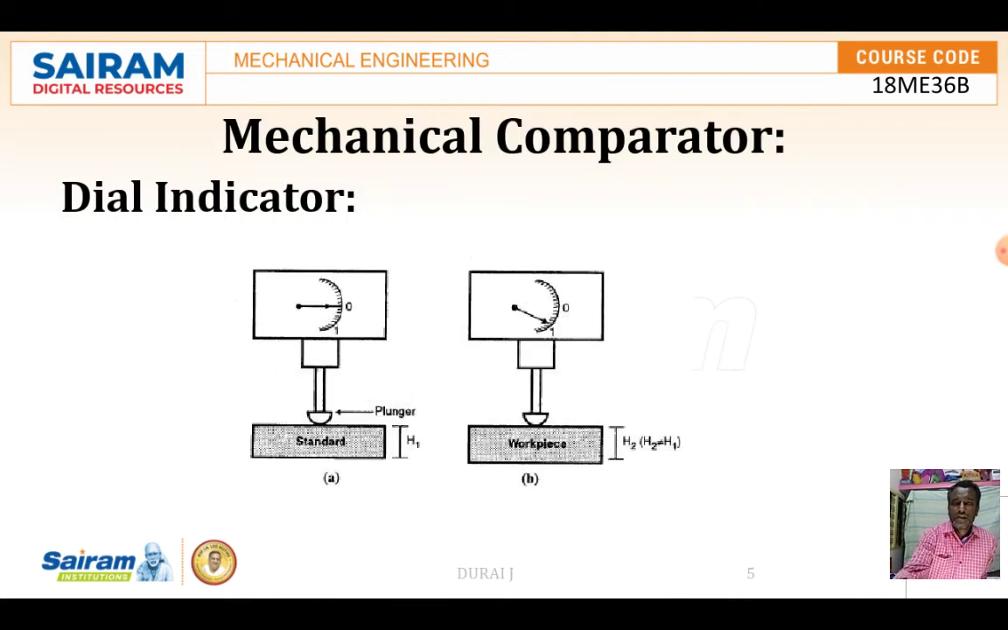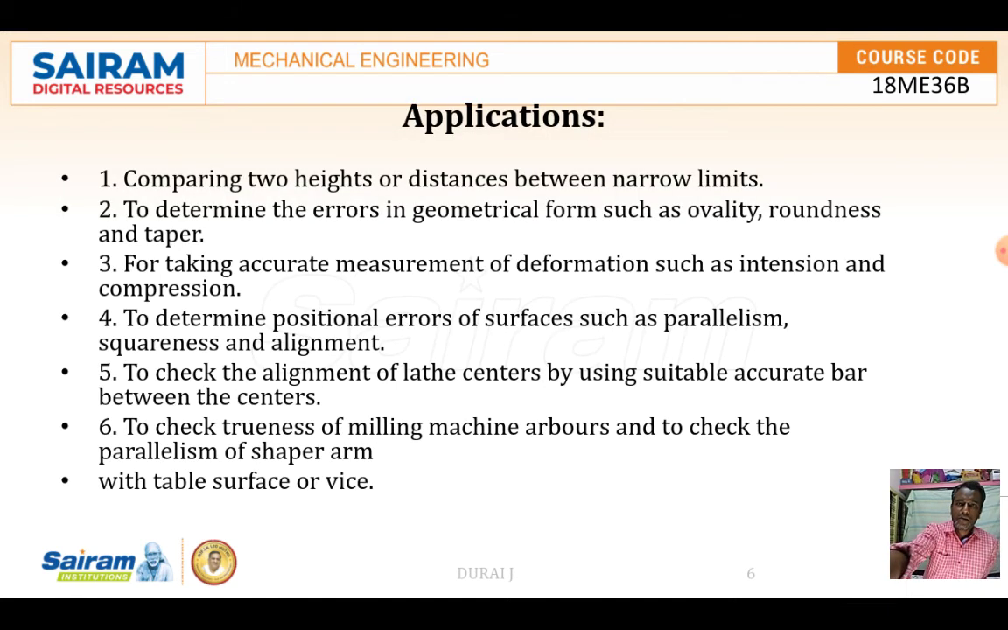Okay, so here the plunger is connected with the rack. The rack is connected to the pinion. The pinion's other end is connected to the pointer. The scale will be attached in the output device. So all comparators have a sensing device, a magnification device, and an output device. These three units have to be placed in all comparators.